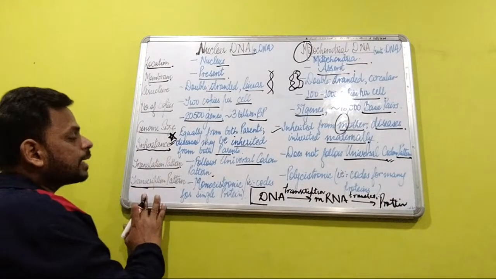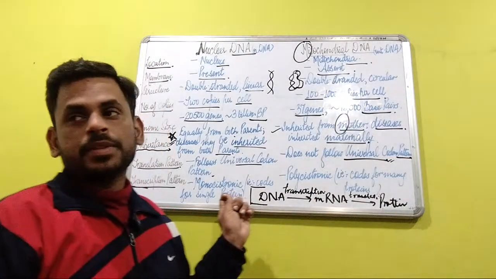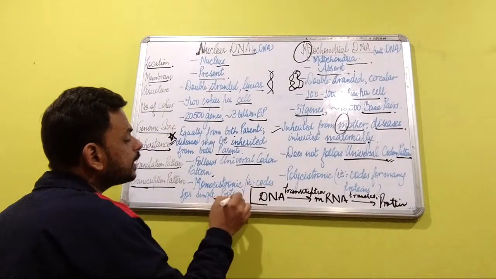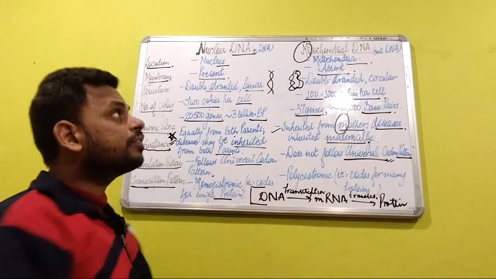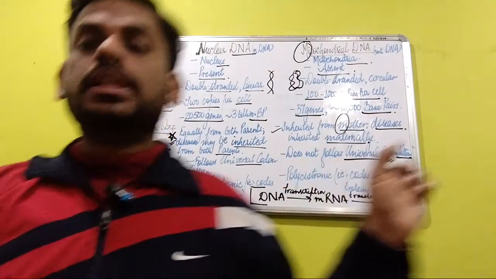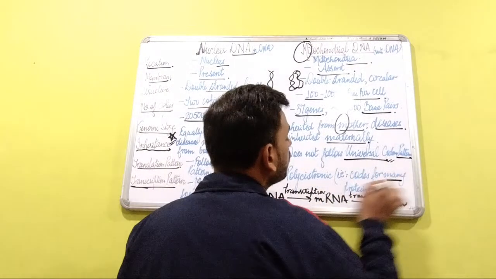So the transcription pattern in nuclear DNA is monocistronic. It is called a monocistronic pattern, meaning it is going to code for a single protein. But in the case of mitochondrial DNA, it is polycistronic. Polycistronic means that it is going to code for many proteins.